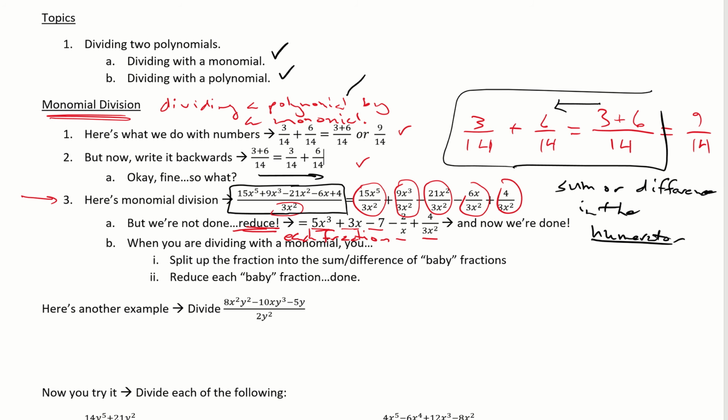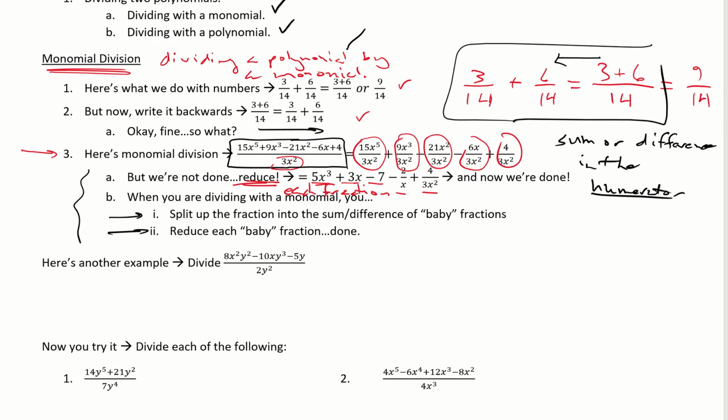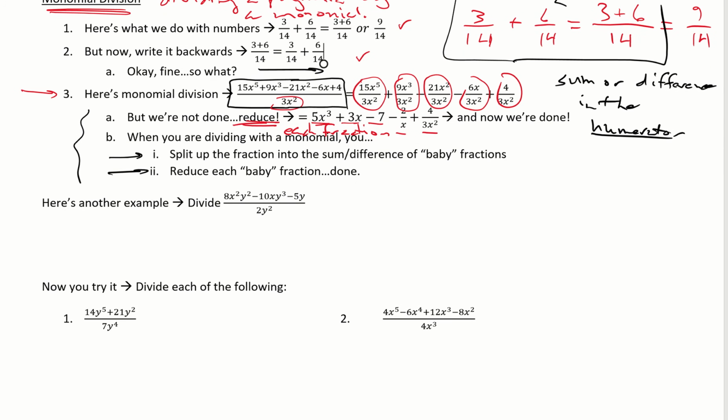So let's look at another example. For those of you that like a laundry list of how to do it, and I don't blame you, it's right here. Here's how you do it. You split up the fraction into baby fractions, then reduce each baby fraction until you're done. All right, so looking at this example, we'll do it.